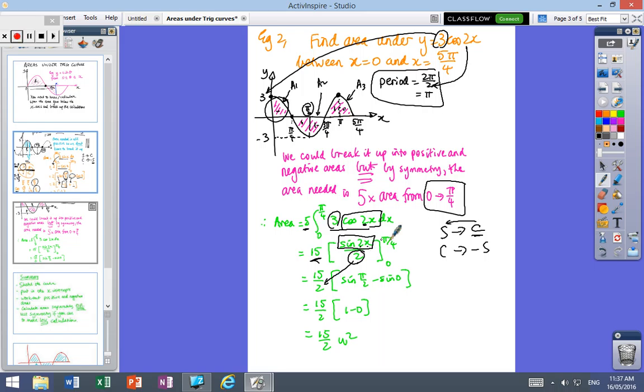And then 2 times x, when I've got pi on 4, 2 pi on 4 is pi on 2, and 2 times 0 is 0. And sine of pi on 2, okay, so sine's going up this way, so at pi on 2, sine's at its maximum, sine of 90 equals 1. Sine of 0, at 0 sine is in the middle, so it's 0. 1 minus 0 is 1, so you end up with 15 on 2 units squared. So again, this one is a quick way or a slow way. Quick way is look for symmetry wherever you can and shorten up your calculations.